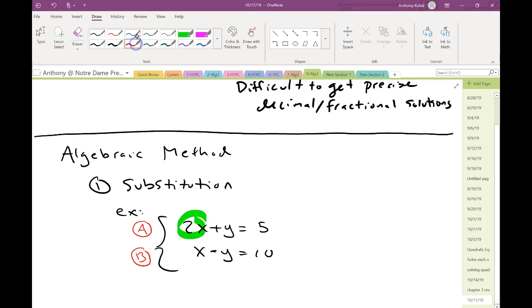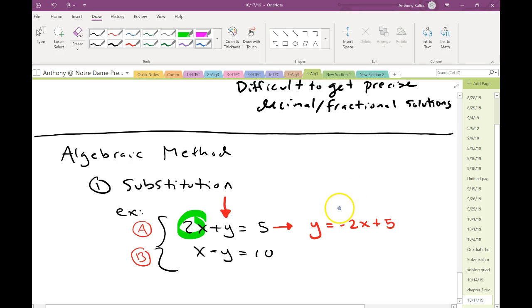So just for the sake of argument, let's say we picked the y in equation A. To get that y by itself, what am I going to have to do? Subtract 2x from both sides. Is everybody okay with that? That's the first step in substitution. I've isolated one of the variables in one of my equations.